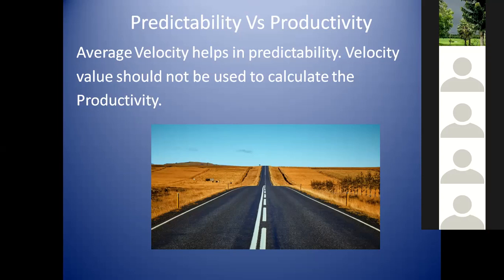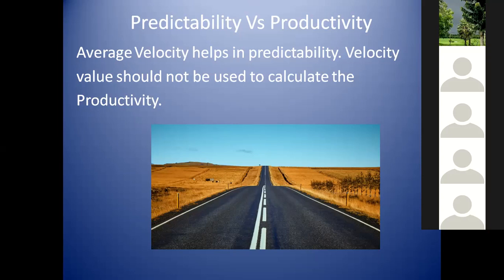Because that day maybe I'm not so good with my health. I may not be able to walk comfortably, or maybe I'm at the other end. I'm super excited, very energetic on that day, and I would have covered 4 miles also. So what is the average velocity and what is the productivity? There is no link at all. It is two different things.